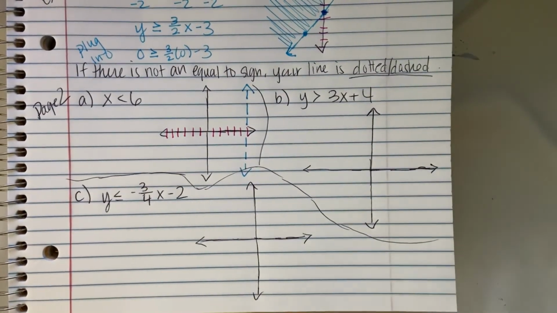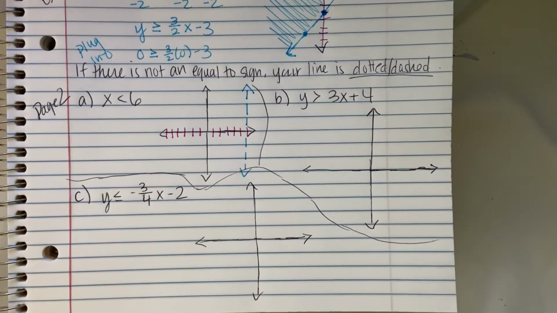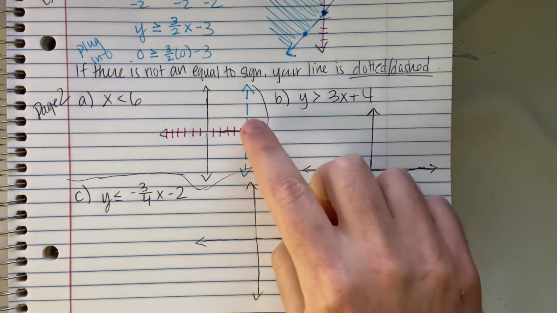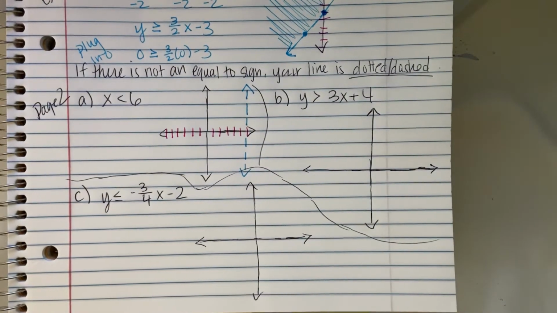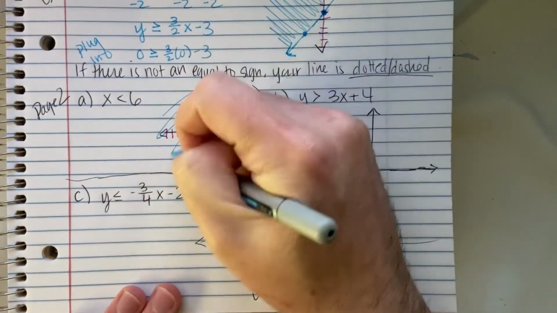Now, this is one of those tricky ones where what does less than mean for x? You're like, there is no above or below on this line. However, where are the numbers less than 6? They're actually to the left as far as x goes. So if you have a vertical line, you're always to the left for less than, to the right for greater than. So I would shade over here.